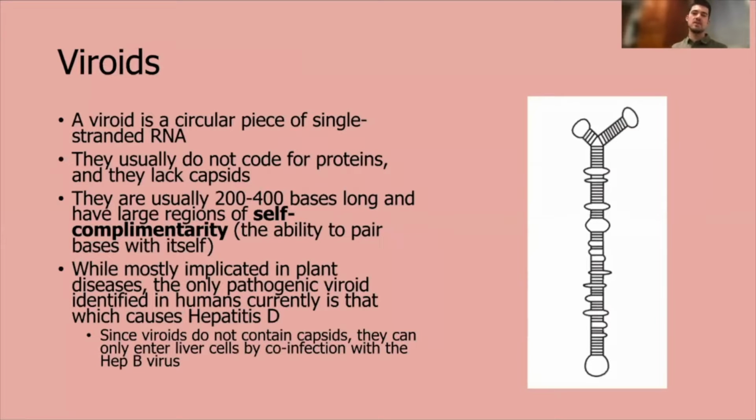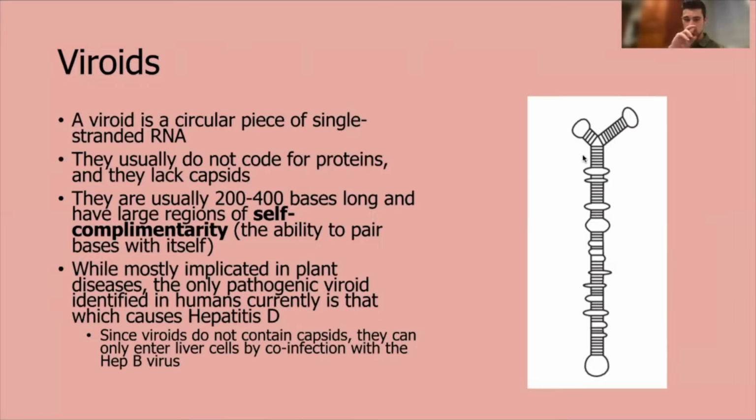A viroid is a singular piece of single-stranded RNA, a circular piece of single-stranded RNA, excuse me. So they usually do not code for proteins. They're usually enzymatic by nature, and they lack capsids. If you look to the right, this is a picture of a viroid. This is actually one single continuous strand of RNA, so it's looping around and connecting at different points with itself.